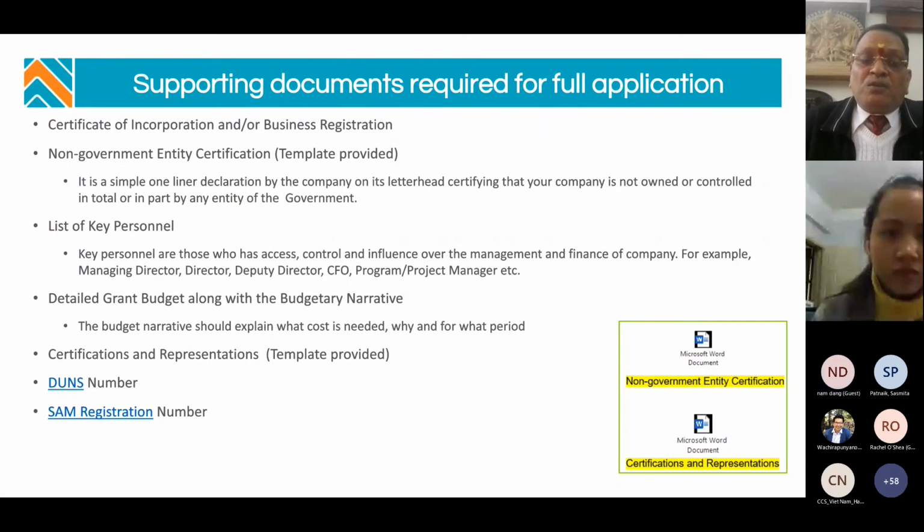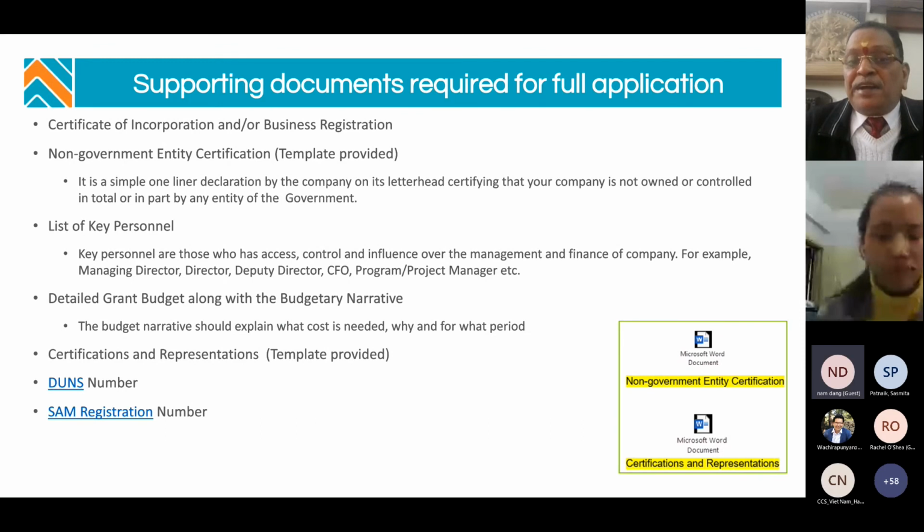So now we talk about what supporting documents you will be required to submit along with the full application. Your certificate of incorporation or business registration, where your business is incorporated or registered, a copy of the certificate in scanned form, and the non-governmental entity certification. We have provided these templates here. You can just click on them on the right bottom.